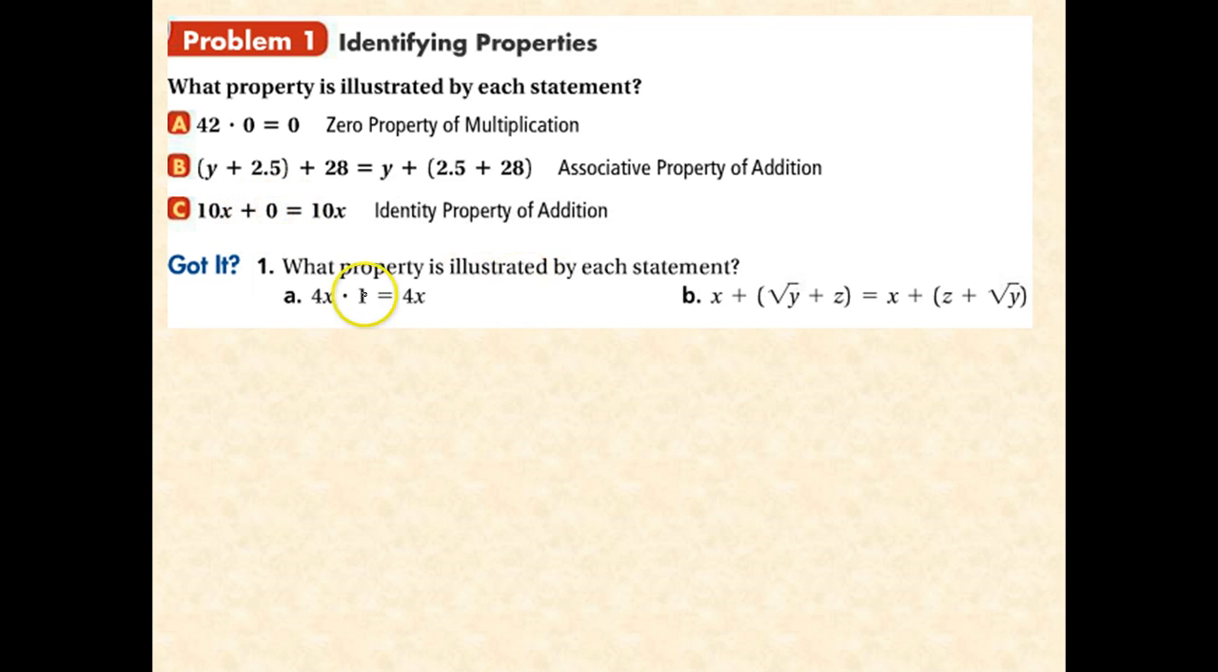Now, what property is illustrated by each one of these statements? Why don't you pause and see if you can figure it out? Then push play and I'll tell you the answer. Did you really pause it?